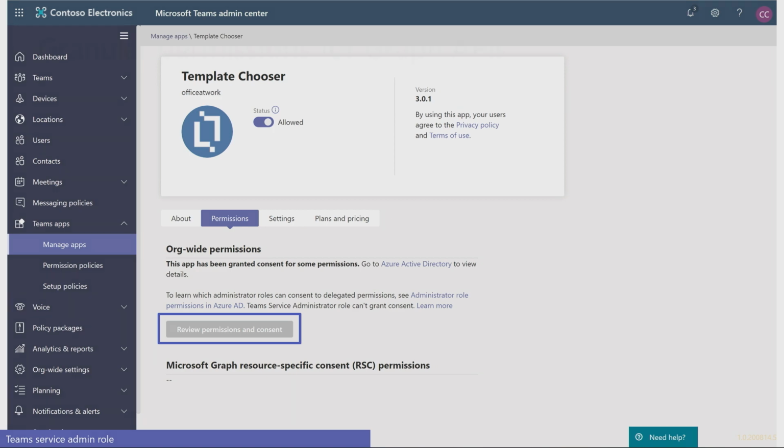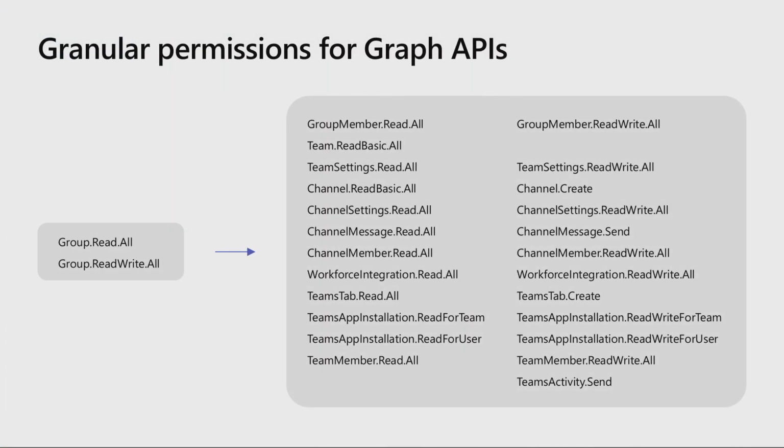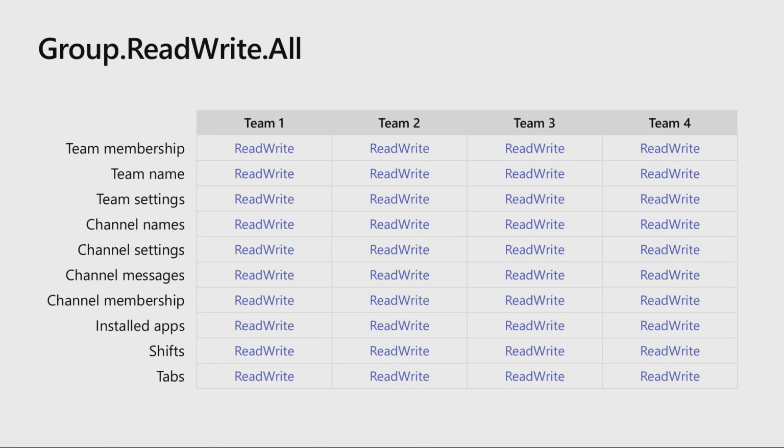Now let's talk about the Graph RSC permissions. And before I go there, to level set on the granular permissions and how we have expanded the scope of Graph API. On the left-hand side, you see only group.read.all and group.readWrite.all, which provides access to all these different permissions you see on the right hand. Now, if any app developer is leveraging group.readWrite.all, it provides access to all those different sets of permissions across all the teams. So the app would be able to look at team names across all the teams.